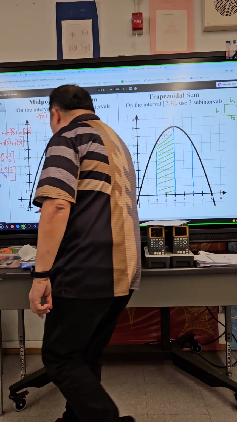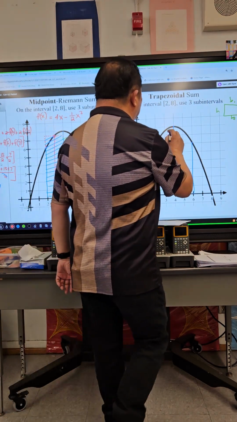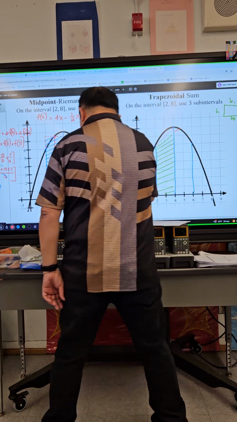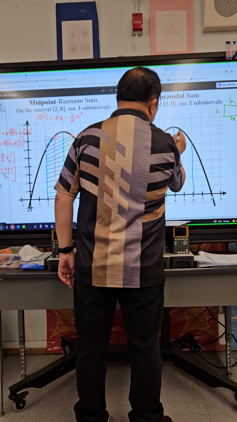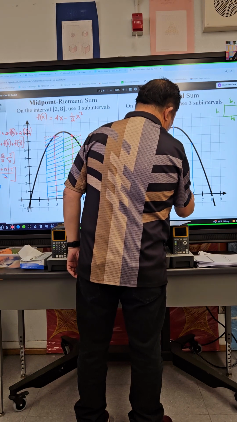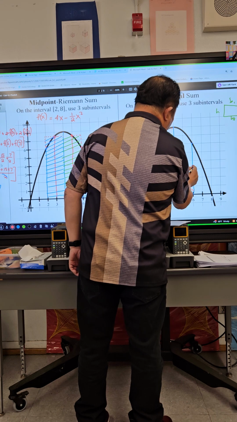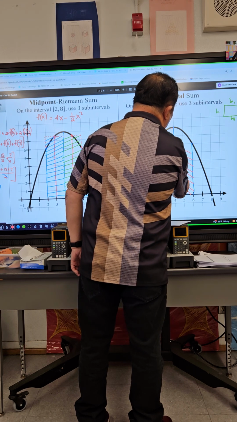I'm going to do the second trapezoid right here. This is the second trapezoid. That one draws me even better next time.